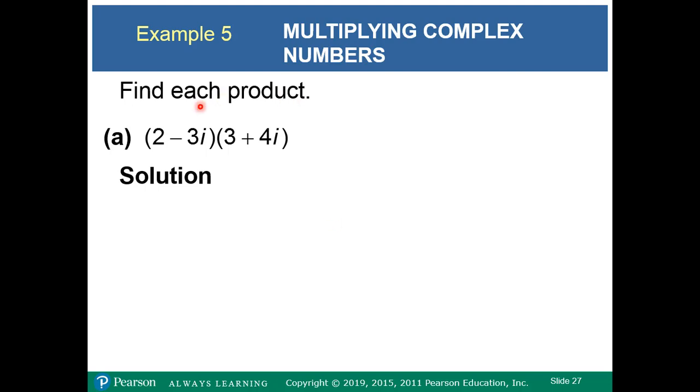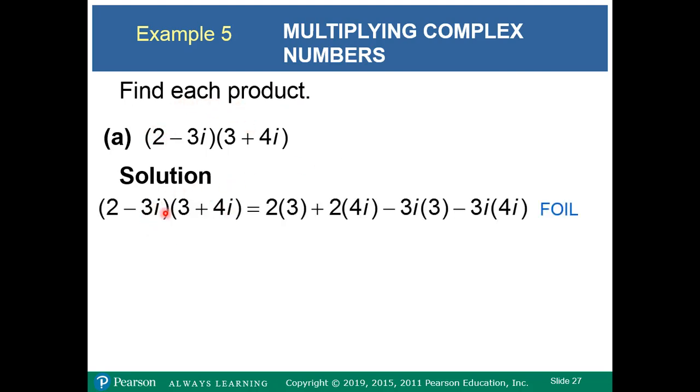So the first thing I'm going to do is use the FOIL method, right? So see what we get. So 2 times 3, and then 2 times 4i, and then 3i times 3, and then 3i times negative 4i. Okay, so again, we just used the FOIL method. And now what we're going to do is use the commutative property here and put the i's together, right? And so we're going to get i squared, which is negative 1, right? And then, of course, we're simplifying these, right? So now we got this.